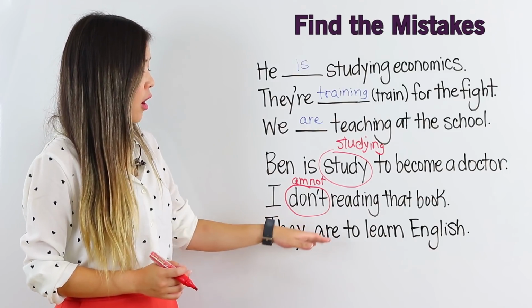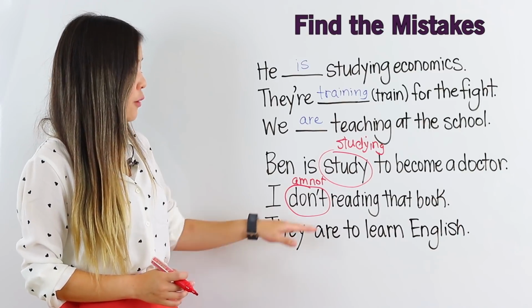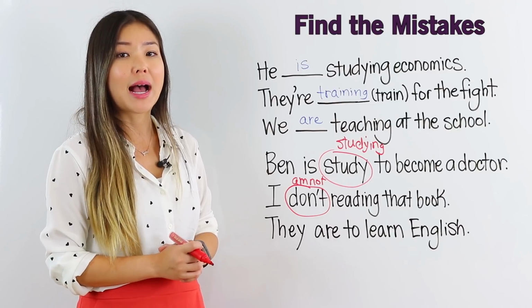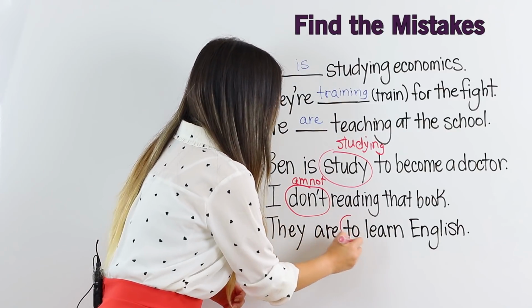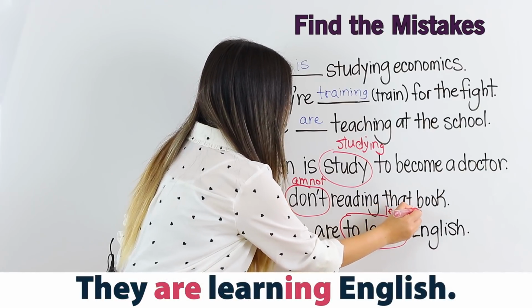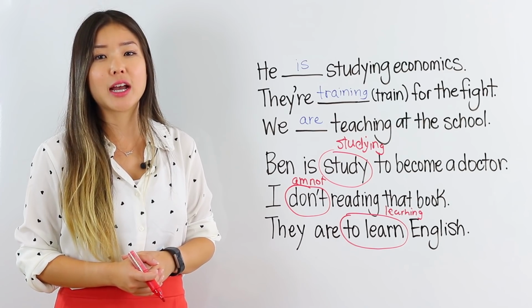Finally, they are to learn English. We have the subject and we have the correct be verb. But remember, we need verb ing. Therefore, the correct answer is they are learning English. Let's move on to the next checkup.